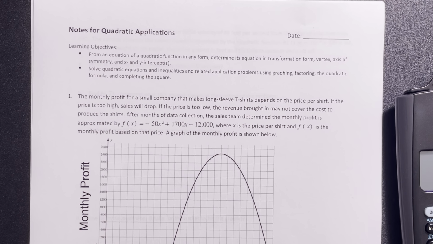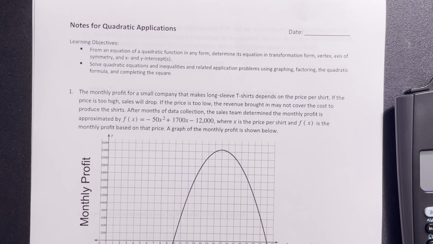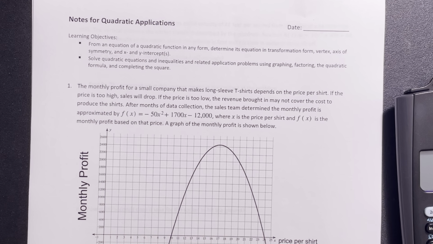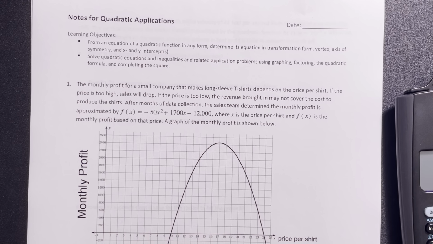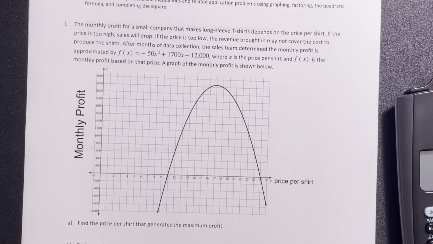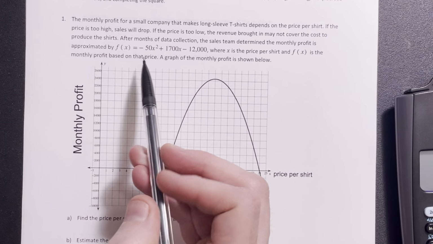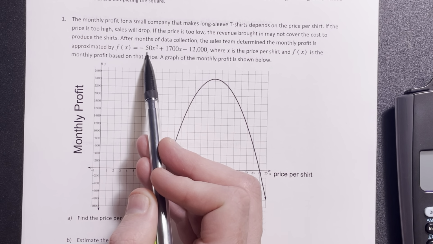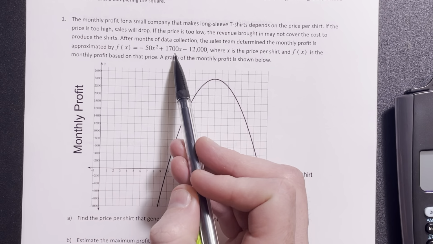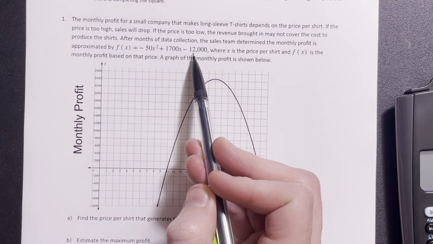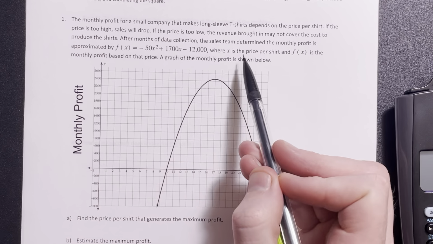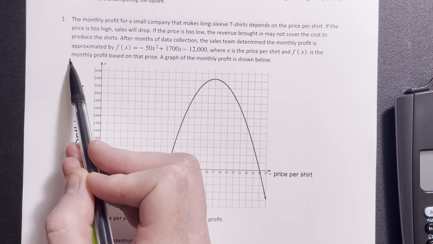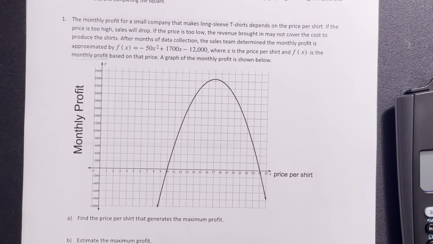This first one shows the monthly profit of a small company that makes long sleeve t-shirts, and their profit depends on whatever price they set the shirt to be. Here we have a graph of the function displayed in the equation f of x equals negative 50x squared plus 1700x minus 12,000. As we look at the variables, x is the price per shirt and f of x, the output, is the monthly profit based on that price.